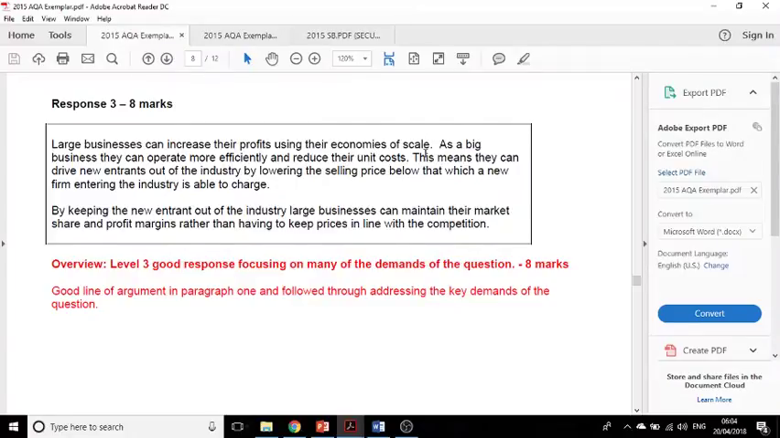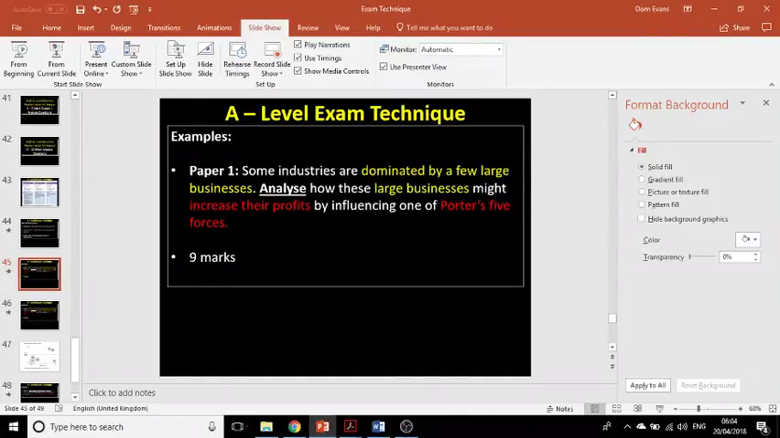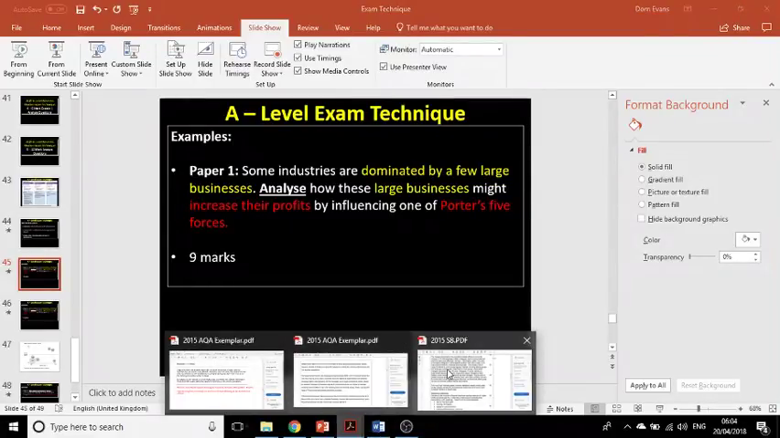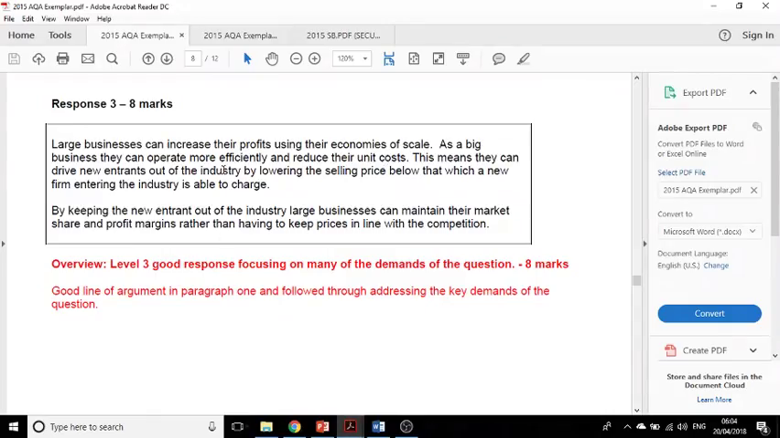So what has the student done? The student has answered the question by looking at one of Porter's 5 forces. In this case, the student has looked at barriers to entry and the threat of new entrants to the market. They haven't explicitly stated that, but they've said that large businesses can increase their profits. That's the focus of the question, how large businesses can increase their profits. They've identified that businesses have economies of scale, so they've got good knowledge. This means they can drive new entrants out of the market. The threat of new entrants is one of Porter's 5 forces.